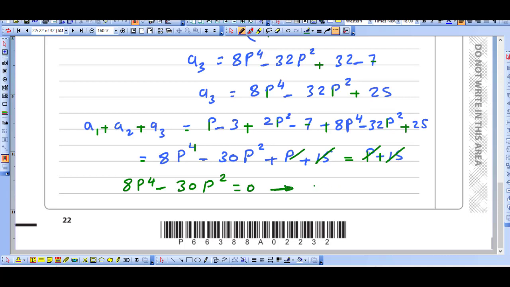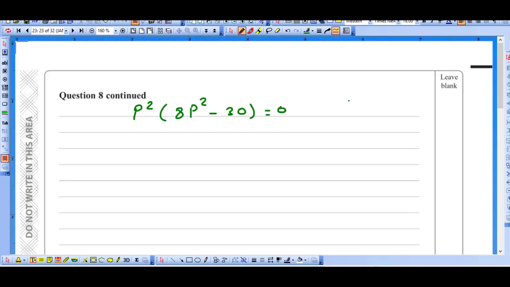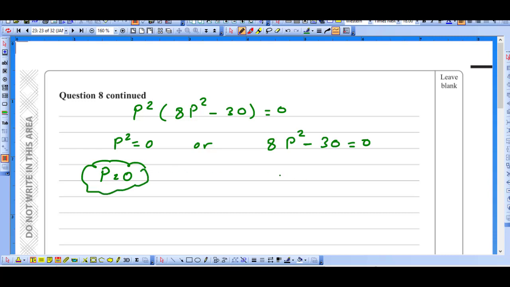So from here, let us take b squared as a common factor. So the remaining will be 8b squared minus 30 equal to 0. So now b squared equal to 0 or 8b squared minus 30 equal to 0. So from here b is equal to 0, and this is the first answer. Second one, 8b squared is equal to 30. So b squared is equal to 30 divided by 8. So divided by 2 is equal to 4, divided by 2 is equal to 15. So 15 divided by 4.